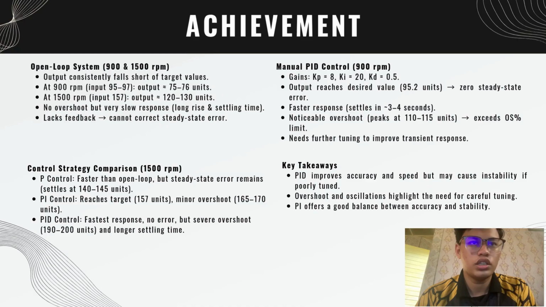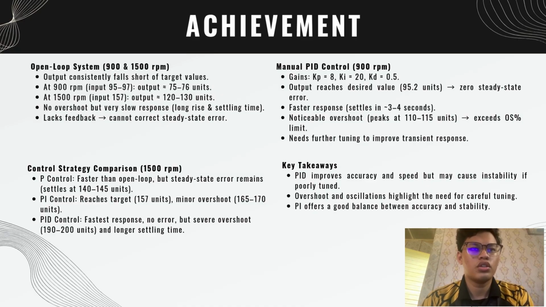For the first is open loop system with 900 and 1500 RPM. So let's start with the open loop system. At both 900 rpm and 1500 rpm, we observe that the system constantly failed to reach the target output. For 900 rpm, with an input between 95 and 97 units, the output settled around 75 to 76 units. At 1500 rpm, using a 157 unit input, it only reached about 120 to 130 units. So there was no overshoot, but the system responded very slowly with long rise and settling times.